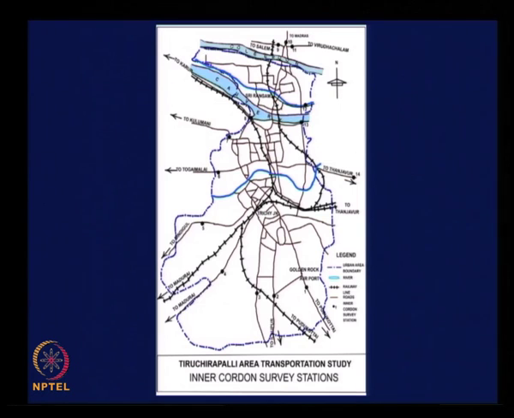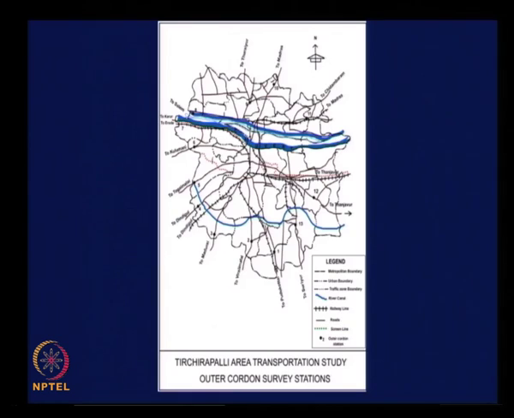So these are all the practical issues that have to be tackled. That is where you need to have a complete understanding of the urban area, the traffic pattern, socio-economic characteristics, and so on. This is about the survey stations for the external cordon.